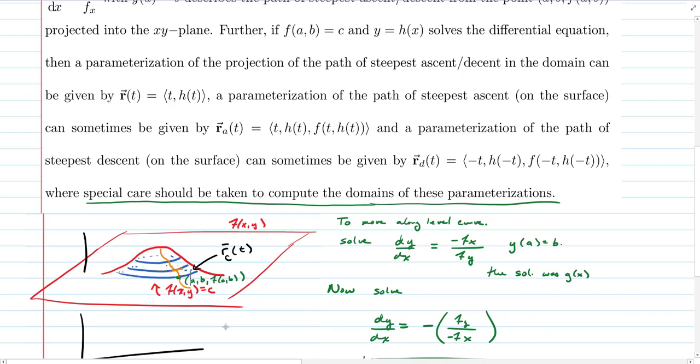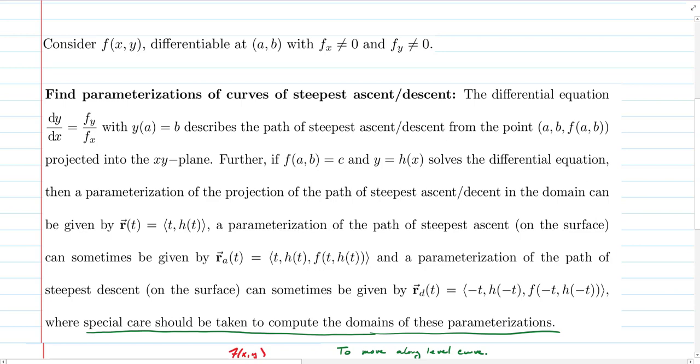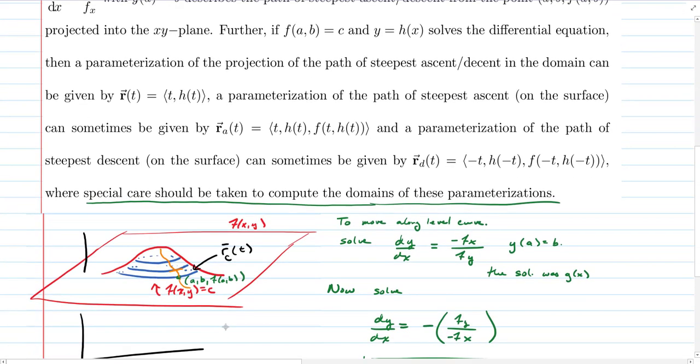I hope this is helpful, folks. It's not essential that we fully grasp where these differential equations come from, but we will work an example of it later on in this handout. Thank you very much.